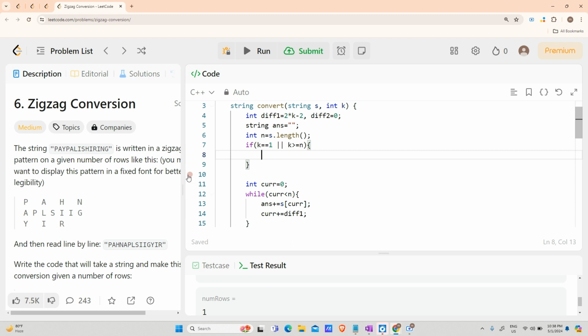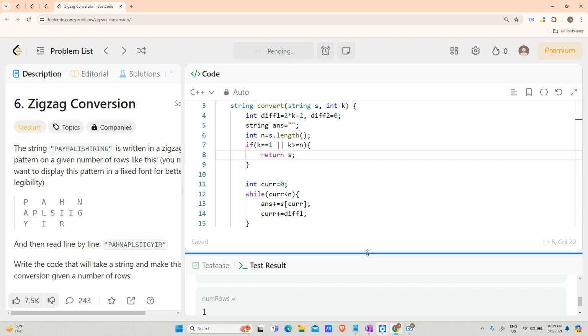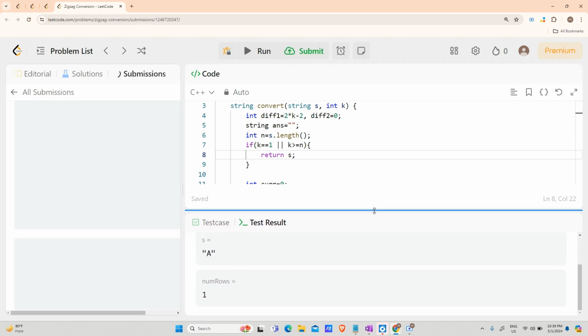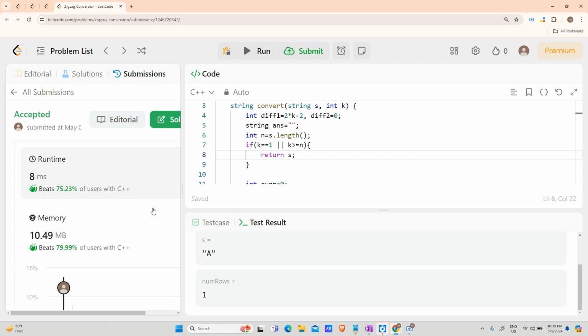If I have only one row, my string will actually remain same. But if my number of rows is greater than equals to n, that is, my number of rows is greater than the number of characters, then also the string will remain same. Why? Suppose p a y p a l all are arranged in a single line, so it will fall in a diagonal only, right? And in that case I will say return s. That is the base case. Let us try to submit it now. Hope it should run fine. Sorry for the mistake, I forgot the test case. And you can see it has been submitted.